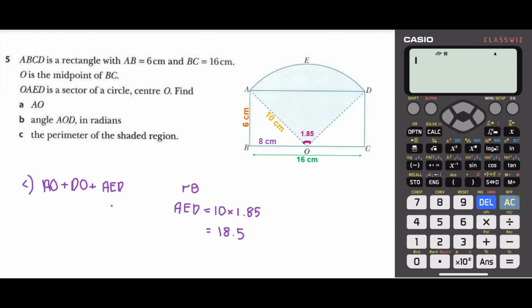Now that we know the length of the arc, we need to add it with lengths AO and DO. Both of the lengths are the same and equal to 10. Therefore, we will add 10 twice to the arc length. Add this up in the calculator and your answer should be 38.5 centimeters. And that's it.